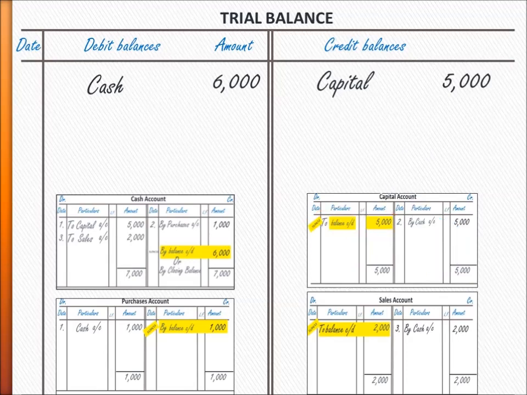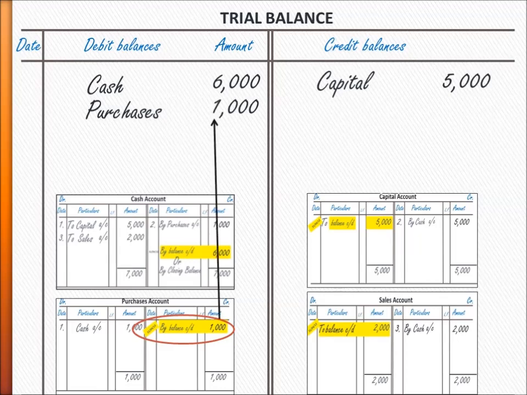Now come to the purchases account. In purchases account, the closing balance, balance CD, is on credit side rupees 1,000. What does it mean? The debit side of purchases account was stronger than credit side. That's why we had to supply rupees 1,000 on the credit side to make it balanced, or to make it equal. So this 1,000 will be taken to the debit side of trial balance.